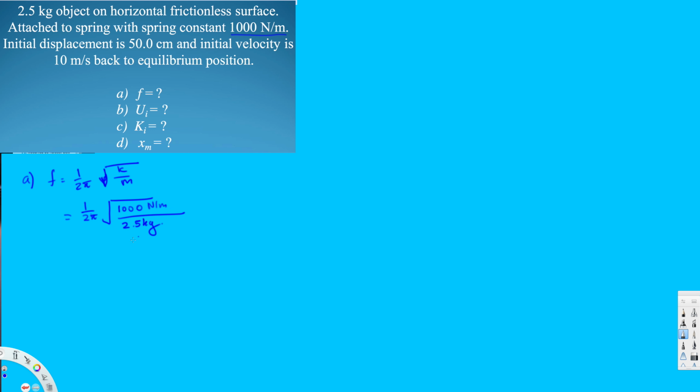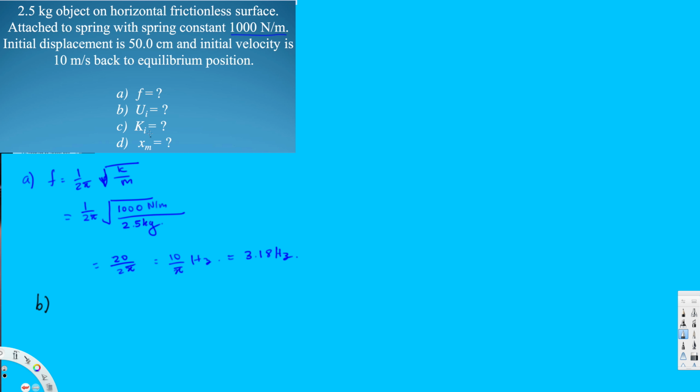So if I divide this one, it's like 2.5 times 4, like it's 400, right? So it's going to be 400, so it's going to be 20 over 2π. And if you plug this one in the calculator, you will get 3.18 hertz. And that's the answer for the first question. So let's do the B part.